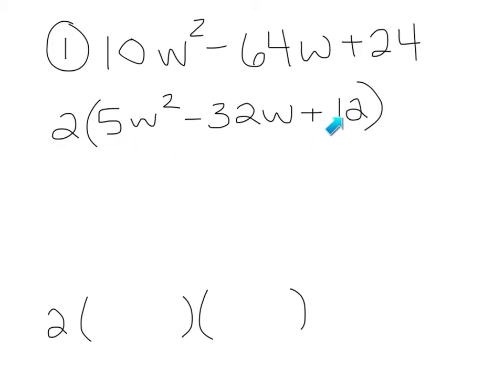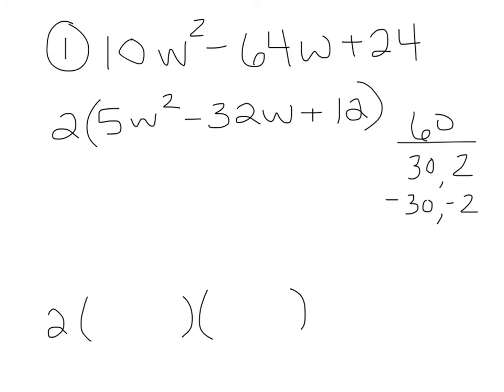So we're going to take 5 times 12, that gives me 60. And I'm going to find some factors of 60 that are going to equal negative 32. Well, 30 times 2 gives me 60, and negative 30 and negative 2 also gives me 60. Since I'm trying to equal a negative 32, I'm going to need to use the negative 30 and negative 2 to get to negative 32.